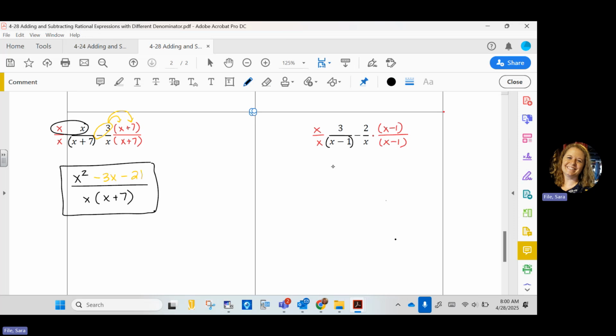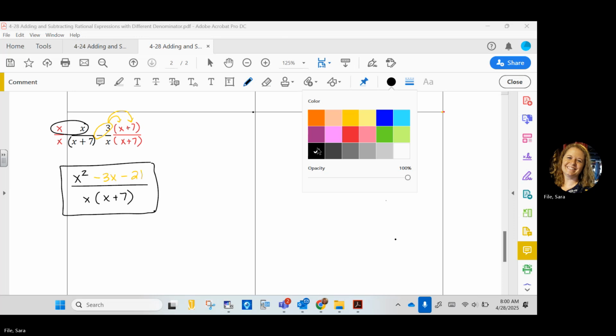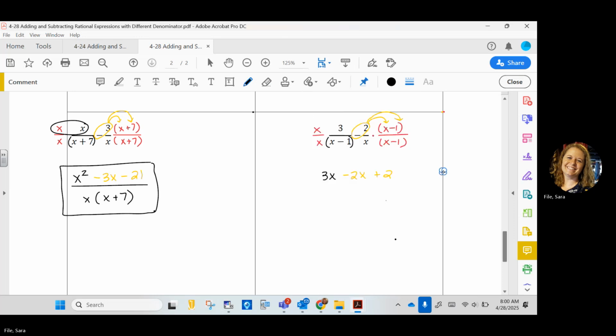Okay, so x times 3 will be 3x. And then this is a negative 2 or a minus 2 being distributed. So that'll be negative 2x. That'll become plus 2. Over my new common denominator of x times x minus 1. And I'm leaving it factored.